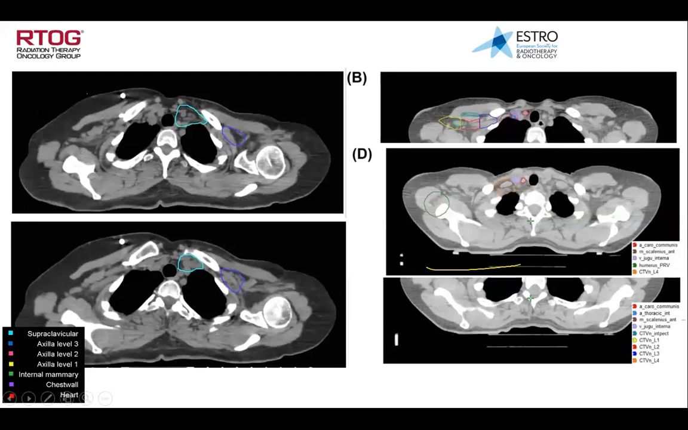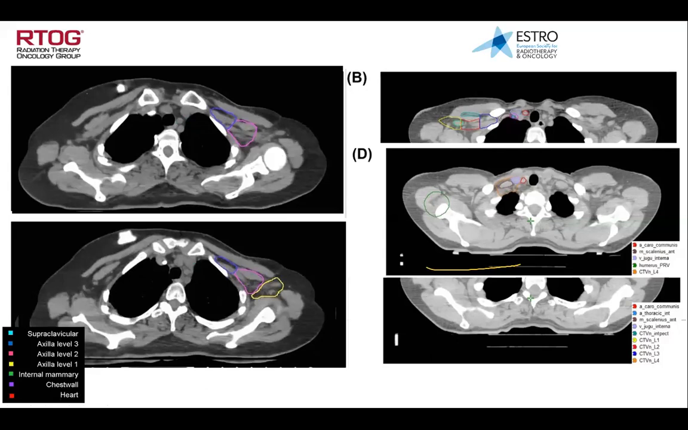But in RTOG, the main drawback is that there is a continuation between the level 1, level 2, and level 3 nodal stations, but there is no continuation between the supraclavicular lymph nodes and the axillary lymph node level 3. So there is a lack of continuation. This area could be a possible site for a recurrence when we follow only RTOG guidelines.